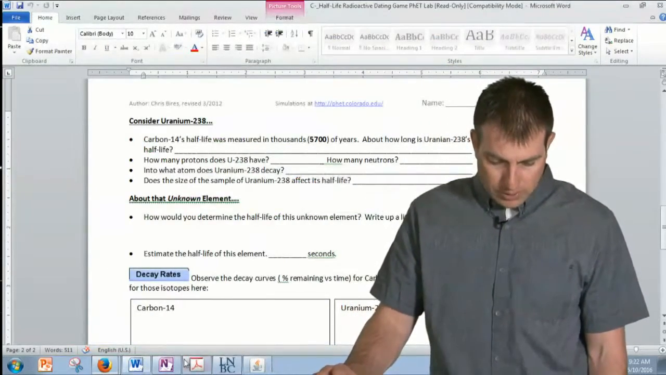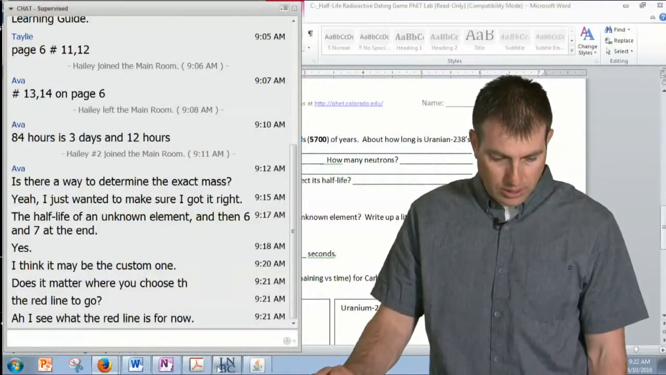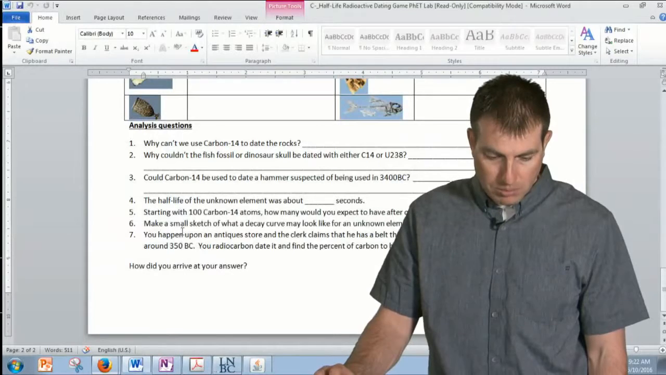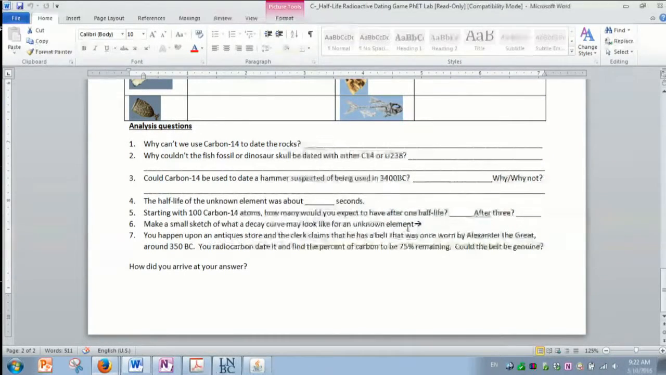And then I believe you asked a couple questions about the last, 6 and 7 at the end. So let's go down to the bottom. Make a small sketch of what a decay curve may look like for an unknown element. And you happen upon an antique store. Clerk claims belt that was once worn by Alexander the Great. You radiocarbon date it and find the percentage of carbon to be 75% remaining. Could the belt be genuine? How did you arrive at your answer?